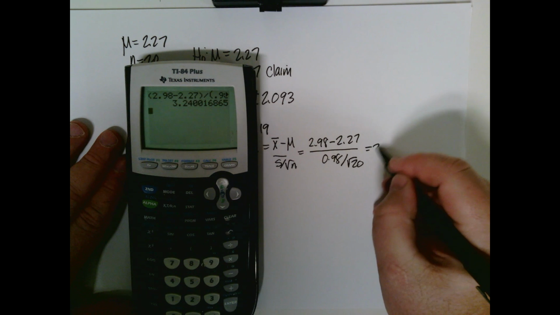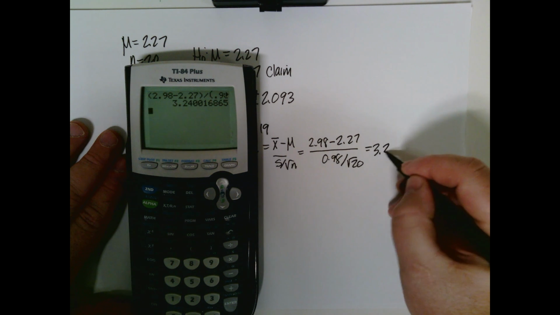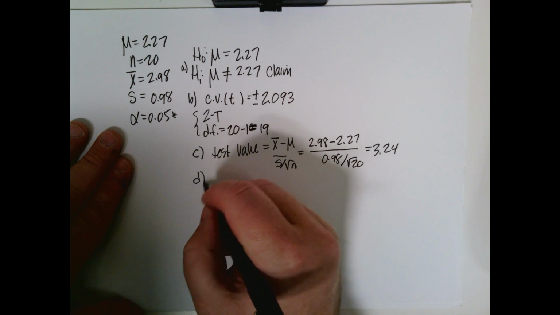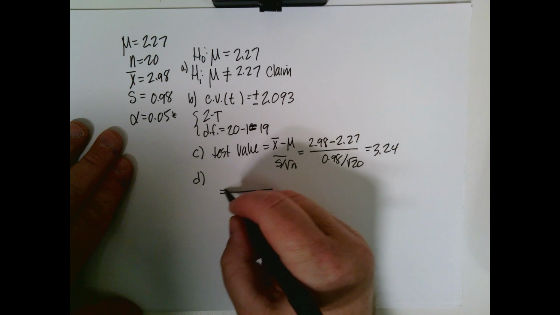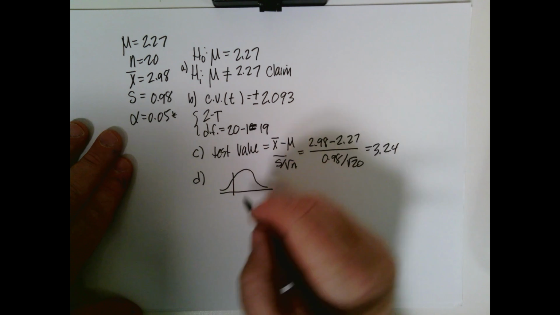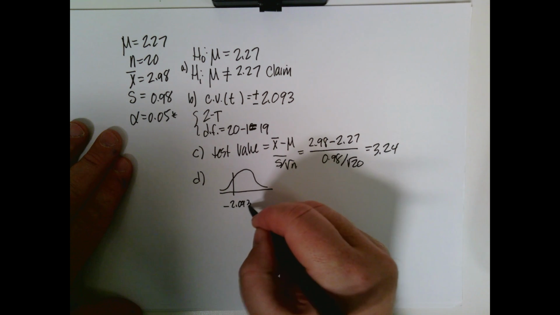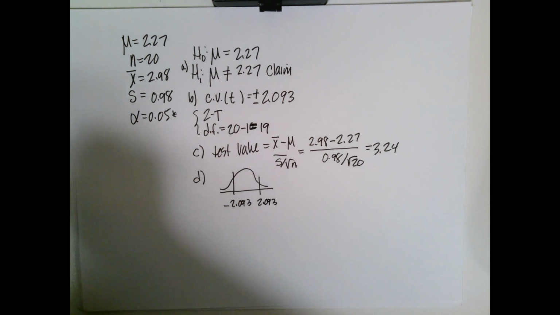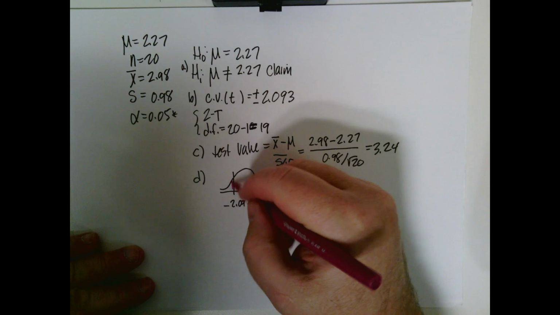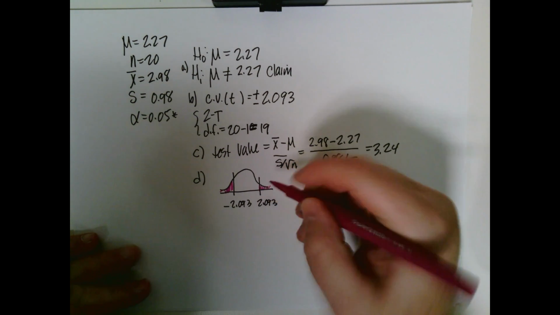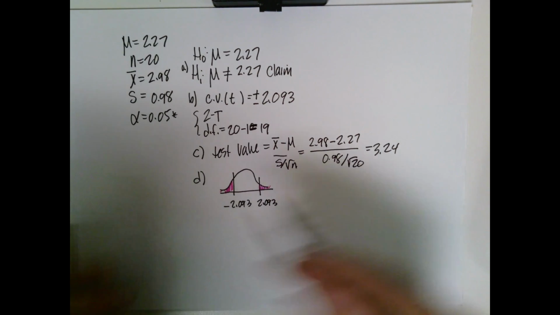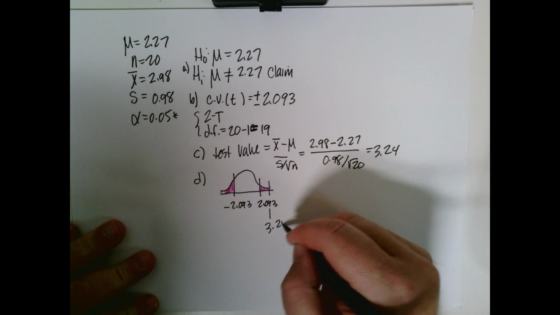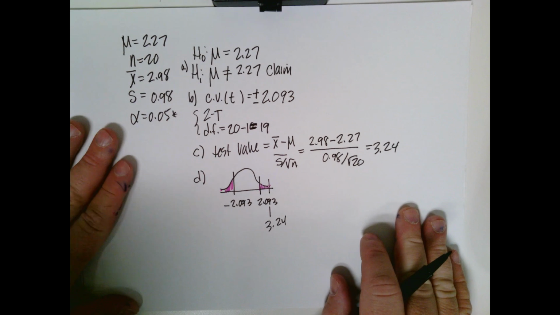And we get 3.24. Alright, so for the next step, let's draw our little picture here. We have negative 2.093, positive 2.093, and our critical region is the two tails. Alright, so our test value 3.24 falls into here. That's in the critical region.